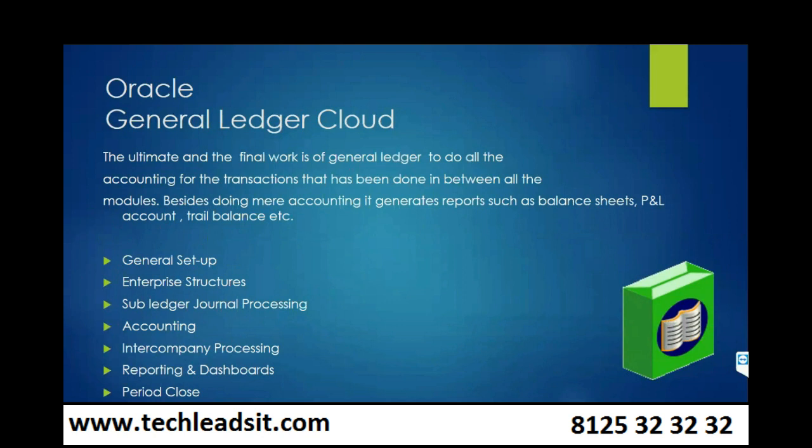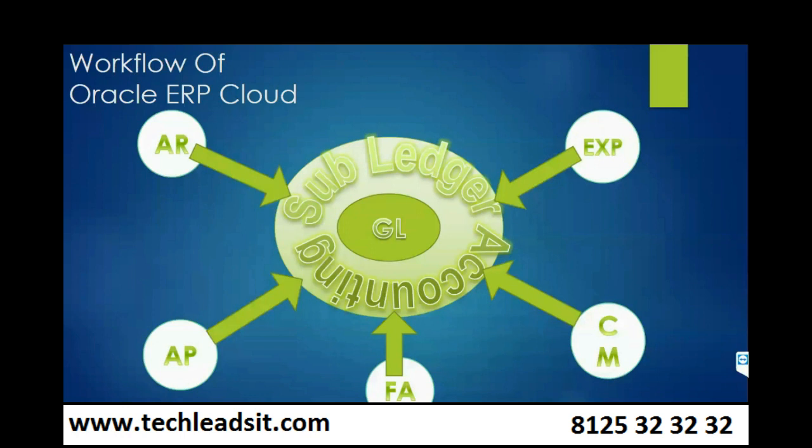All the accounting entries like journal entries, and apart from that the balance sheets, the trial balance, the basic accounting reports, you can see all of them in GL. So you can see this is the workflow of the five subledger modules flowing to GL.